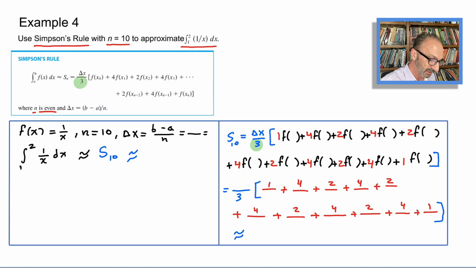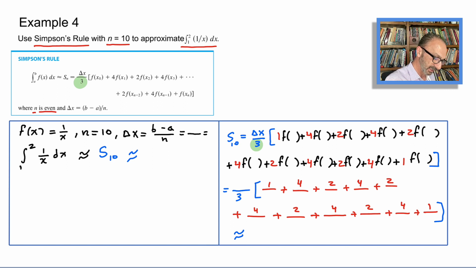Use Simpson's rule with n equals 10 to approximate the integral from 1 to 2 of 1 over x dx. Keep in mind that we are dealing with delta x over 3 here, and n is a number that is even. To get you started, I wrote enough notes to save you some time from the video recording. f of x equals 1 over x, n equals 10, delta x equals b minus a over n.